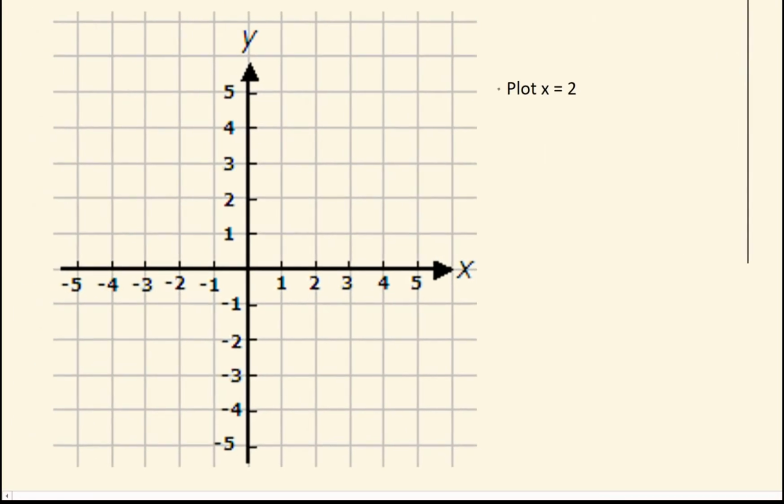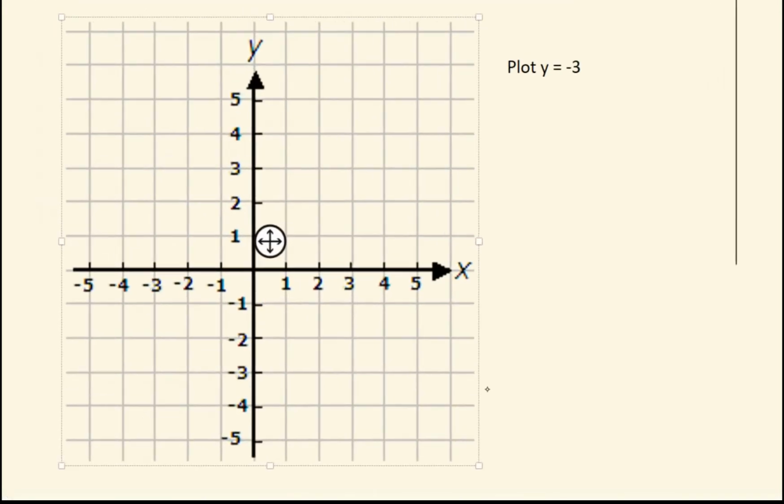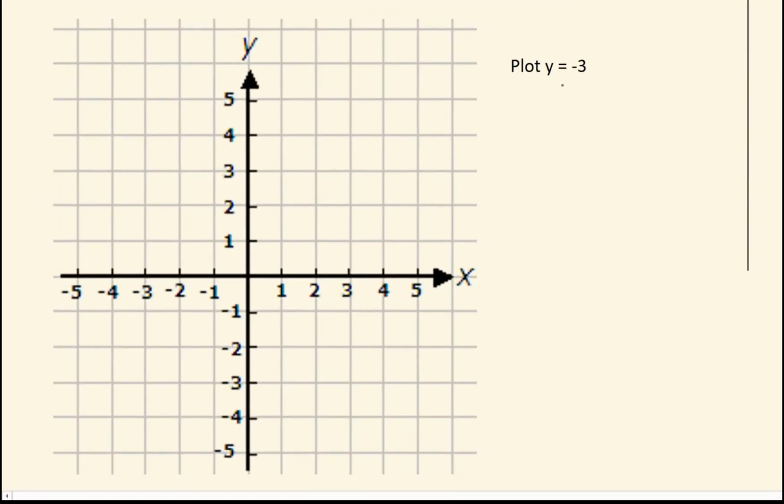If you want to plot x equals 2, it's going through the x-axis, or it's x equals. So it's going to go through the x-axis here, and the number's 2. So all it's going to be is a straight line going through number 2. And it is the exact same idea for y equals. So y equals 3, you need to find the y-axis. So up here, 3, and it's going to be a straight line through that.